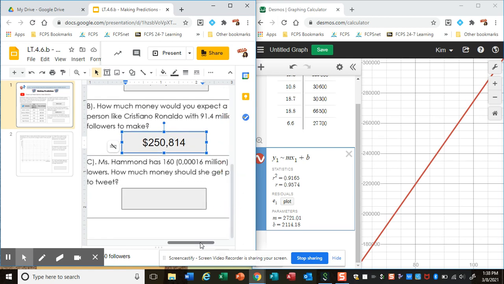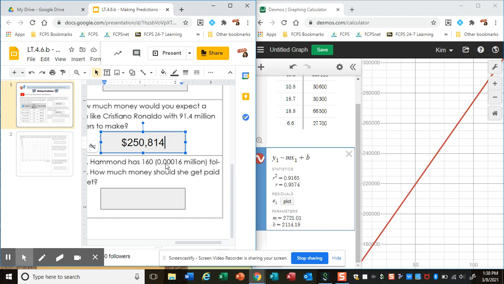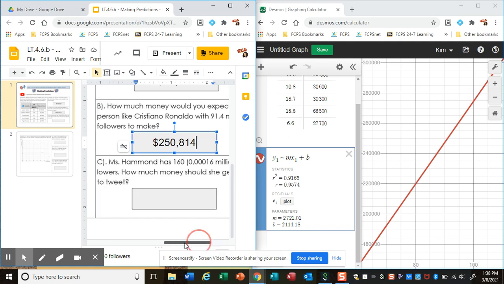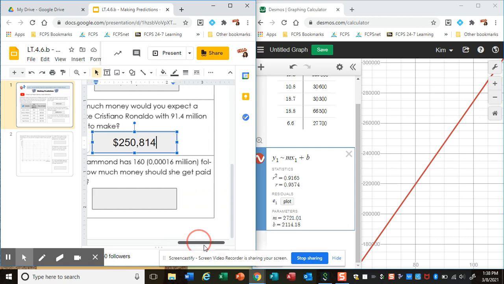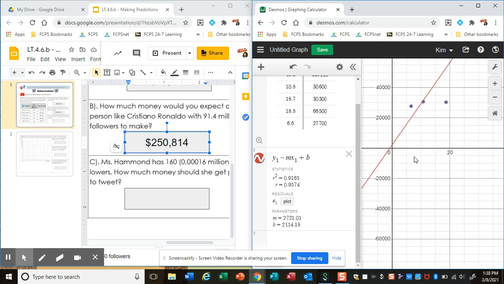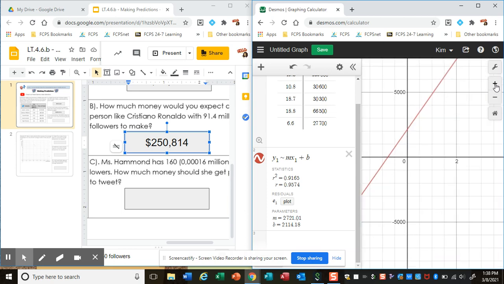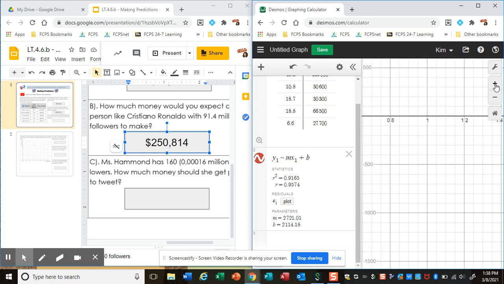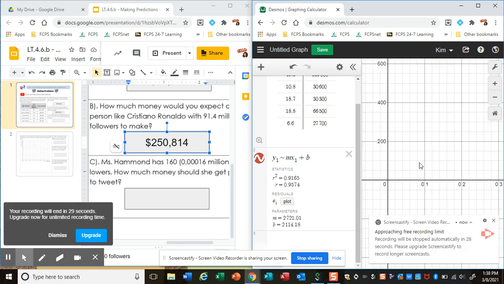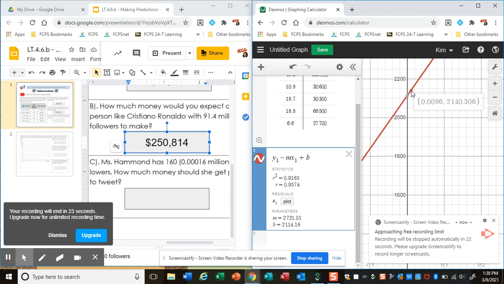Then there's me. I have 160 followers, which is actually 0.00016 million. So pretty small. So how much money should I get paid? Well, if I go back down to my x-axis, you can see I have to zoom in pretty close in order to find 0.00016. So where's my line? 0.00016 means practically nothing. So it's going to be somewhere around $2,000.